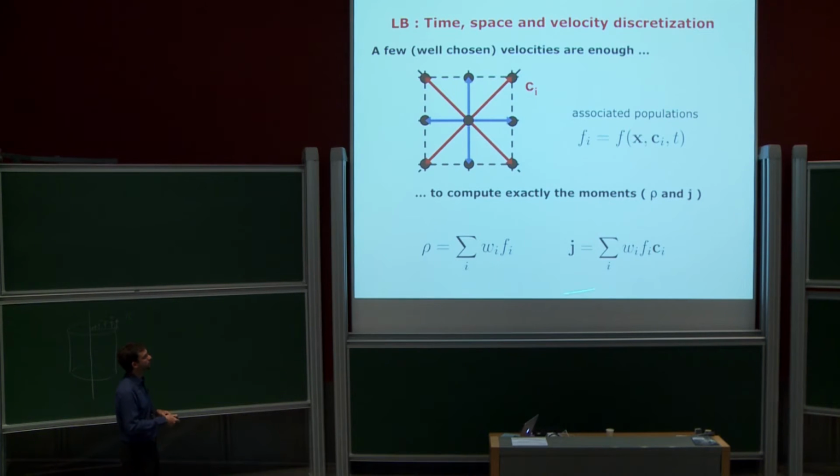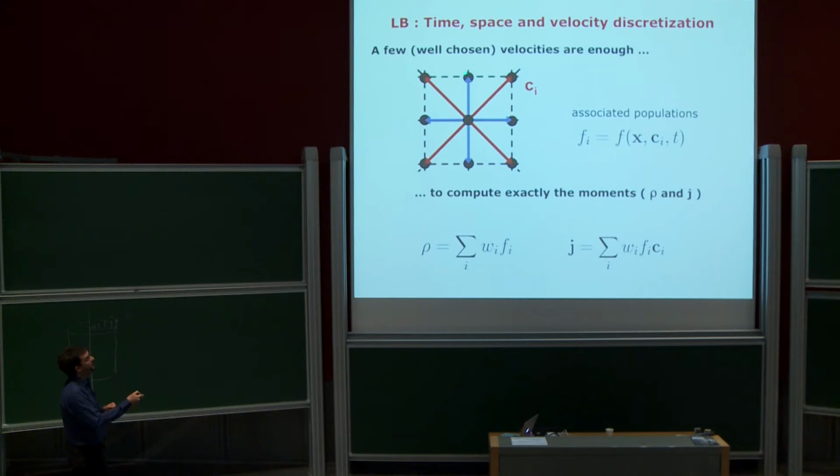So these are just the first two, density and mass flux. But if you choose correctly a few velocities, you will be able to compute exactly these moments. And I'll come back to that idea. But the main point is that you're discretizing your kinetic equation, both in space, by looking only at the probability density on a grid, just as in computational fluid dynamics.